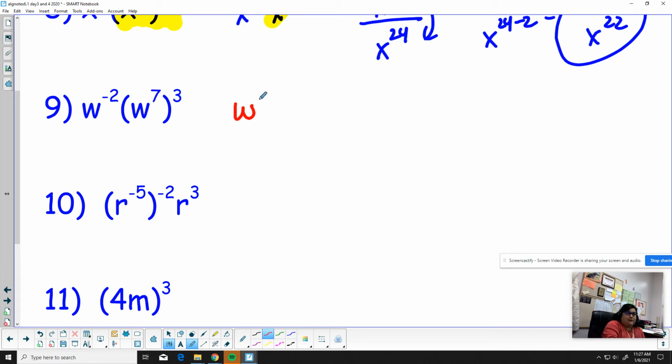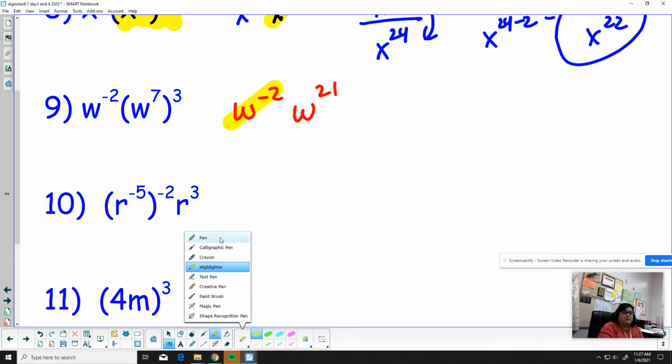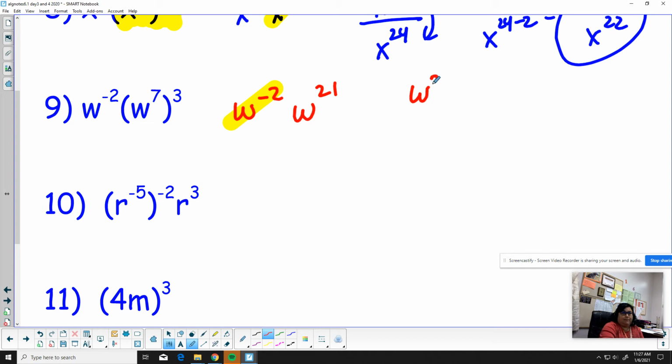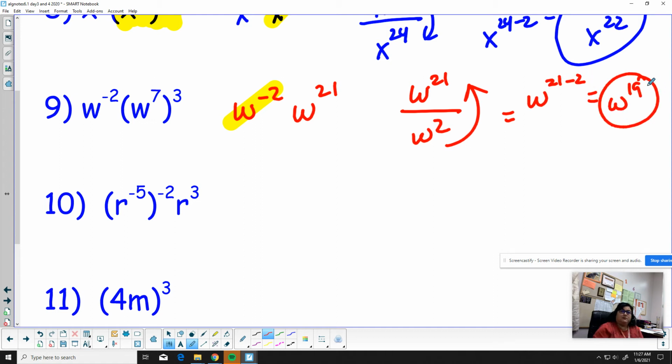Press pause and try 9 and 10 and see if you can come up with it, please. All right, so w to the negative 2 and w to the 21. Well, this one's unhappy, so he's going to the denominator. And then I'm going to go up top because there's more up there. So this is w to the 21 minus 2. My final answer is w to the 19. Did you get that right?